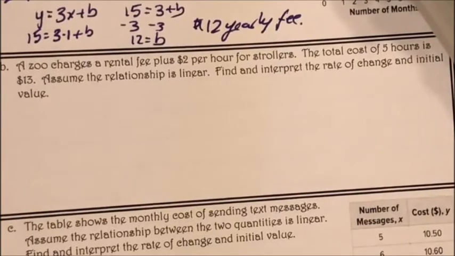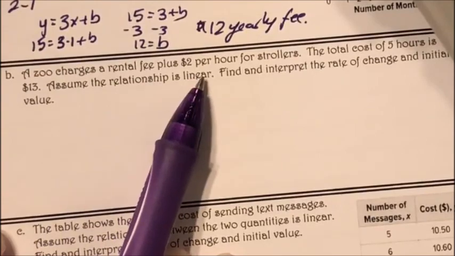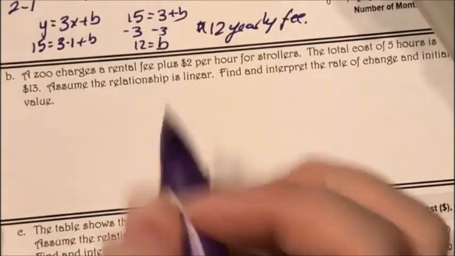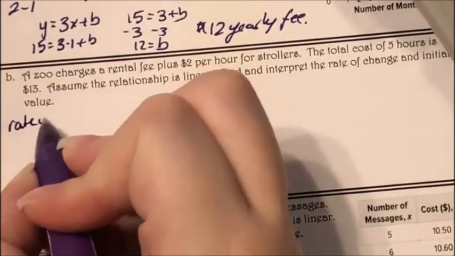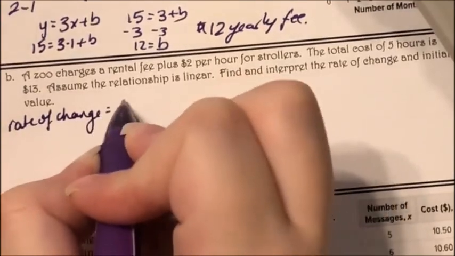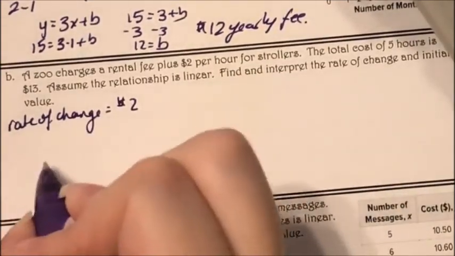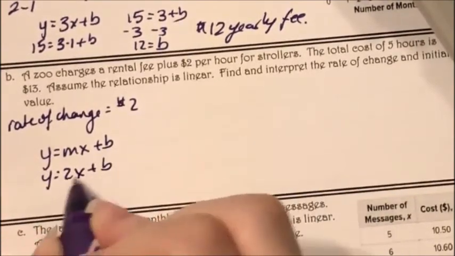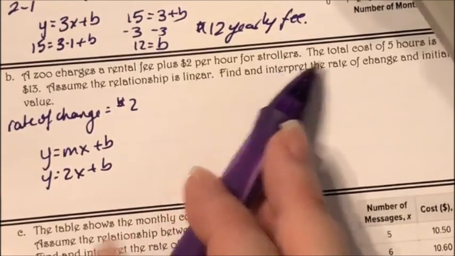Letter B says a zoo charges a rental fee plus $2 per hour for strollers. The total cost for 5 hours is $13. Assume the relationship is linear. Find and interpret the rate of change and the initial value. So they charge a rental fee plus $2 per hour for strollers. So that is my rate of change, $2. So y equals mx plus b, y equals 2x plus b, because that was my slope.